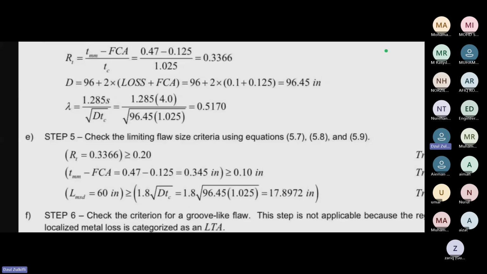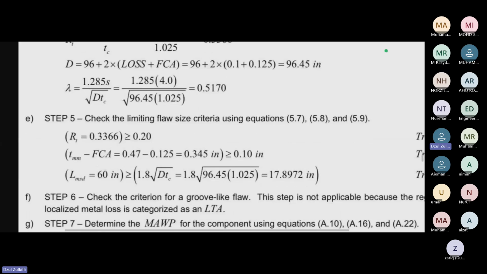And then there are some other checks here. TMM minus FCA ni, that means our lowest thickness tolak the future corrosion allowance tak boleh lebih nipis daripada 0.1 lah. 0.1 is so nipis. It's like 2.5 mm. For vessel, 2.5 is quite low lah kan. Kalau piping dia boleh go lower.